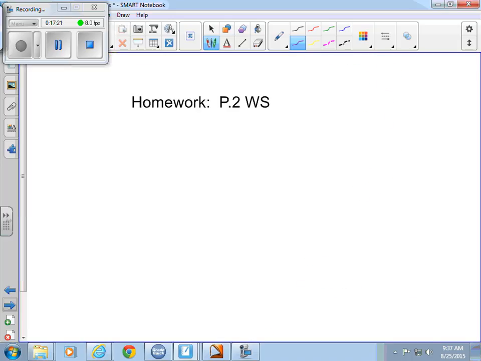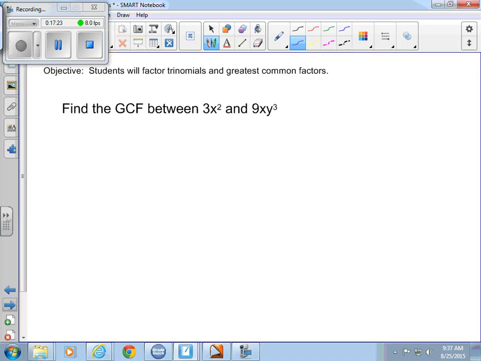Okay. So you've got a worksheet that I'll give you just tonight. But we're going to go ahead and start factoring a little bit. The first thing I want to know is if you know what a greatest common factor is. Yeah.